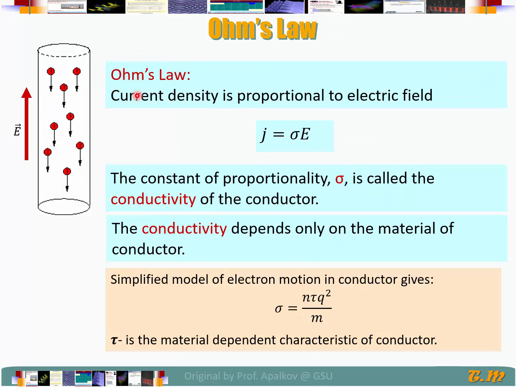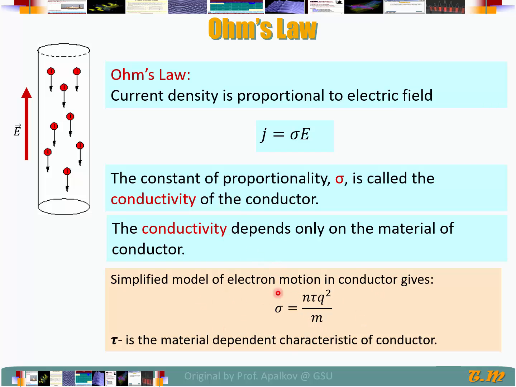What we define as Ohm's law is that the current density is proportional to the electrical field within that conductor. J, the current density, is sigma E. So the current density is equal to sigma times E. That constant of proportionality sigma is what we call the conductivity of the conductor. That's a quantity that depends only on the material of the conductor.